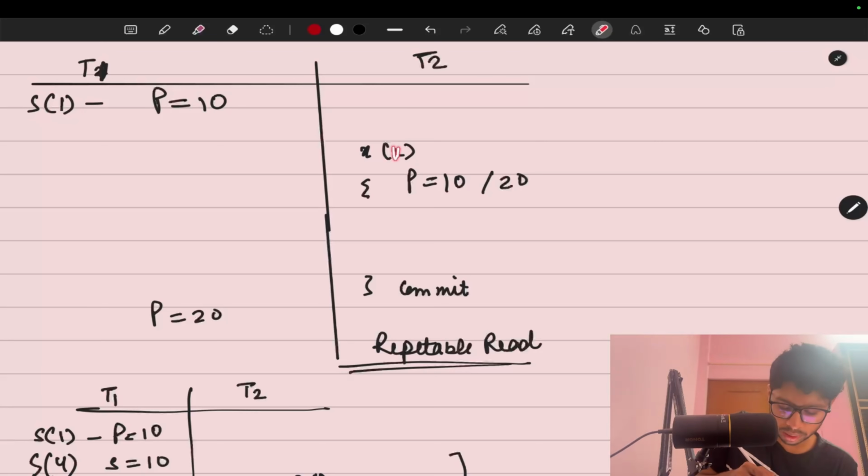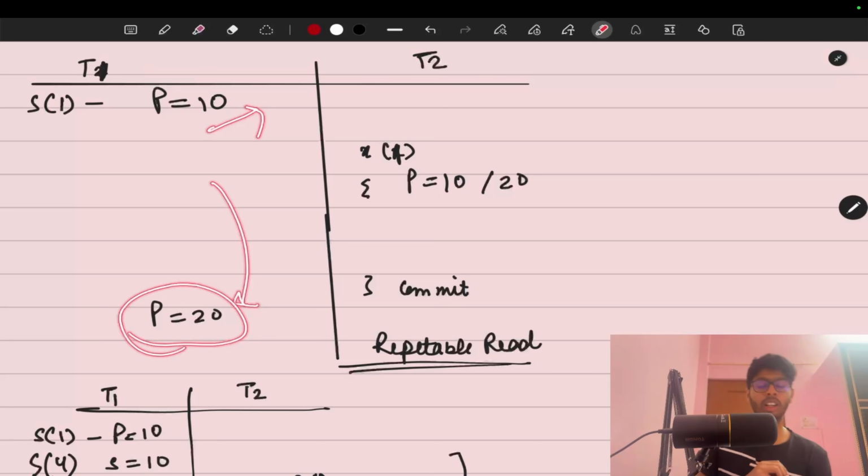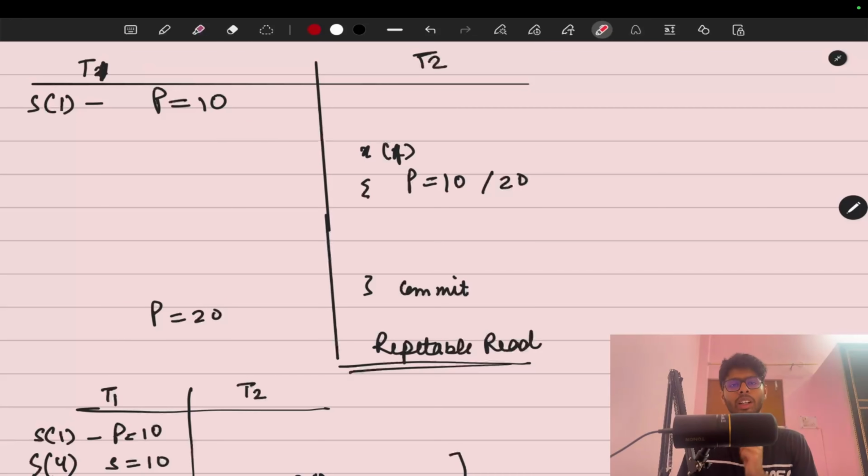Now at the same time an exclusive lock is taken by T2 on that same row, that is X1. Now what will happen? It changes the value from P equals 10 to P equals 20. If the value has changed, and if T1 again makes a read call to that particular row, it will read the data P equals 20. That was the problem of non-repeatable read: in the same transaction we should get the same value of the rows, but we are getting a different value. Hence read committed is not going to solve the problem of non-repeatable read.